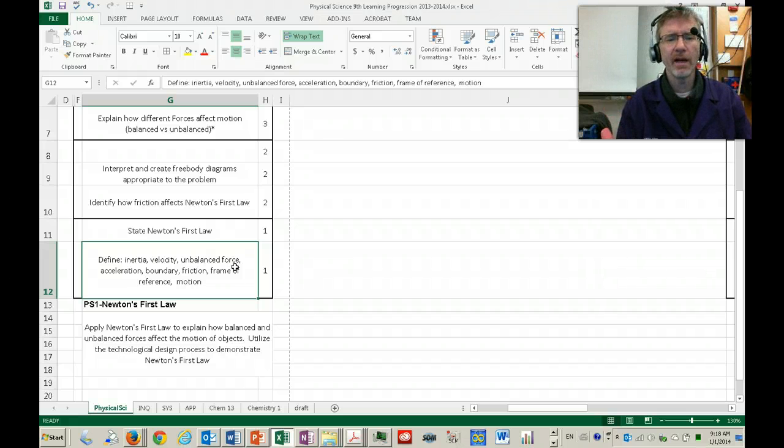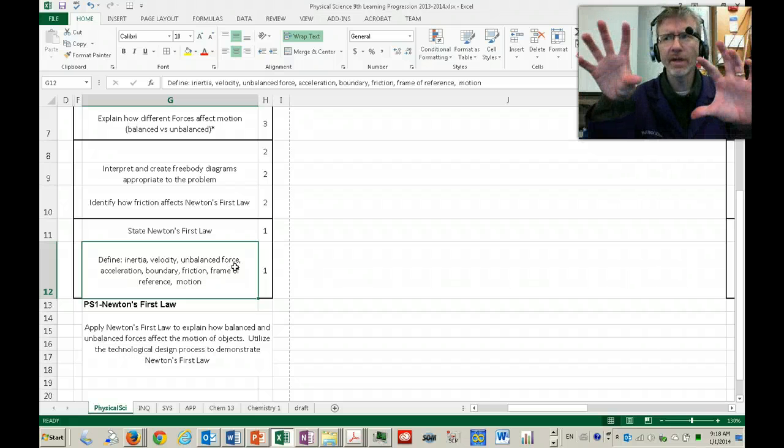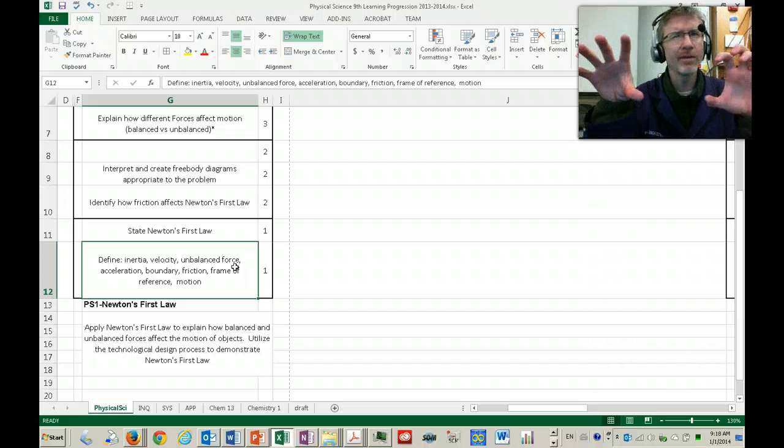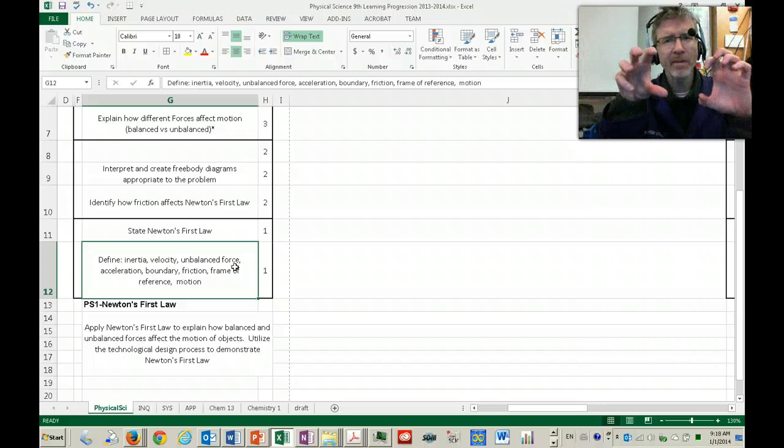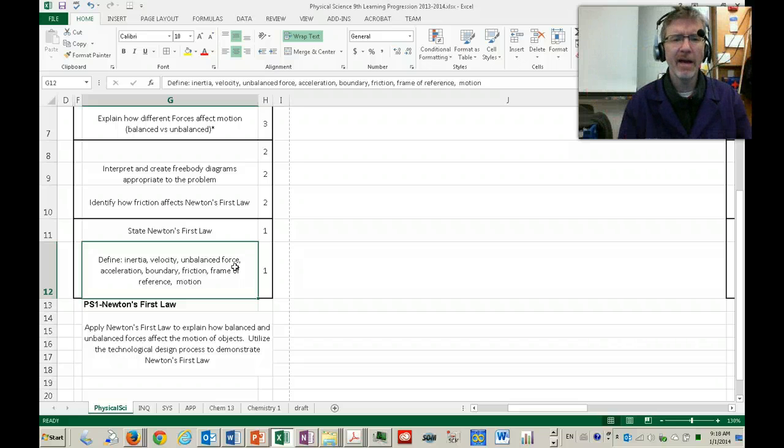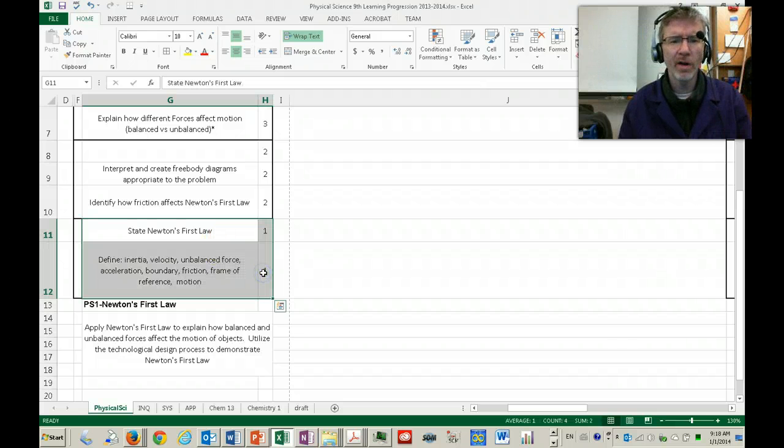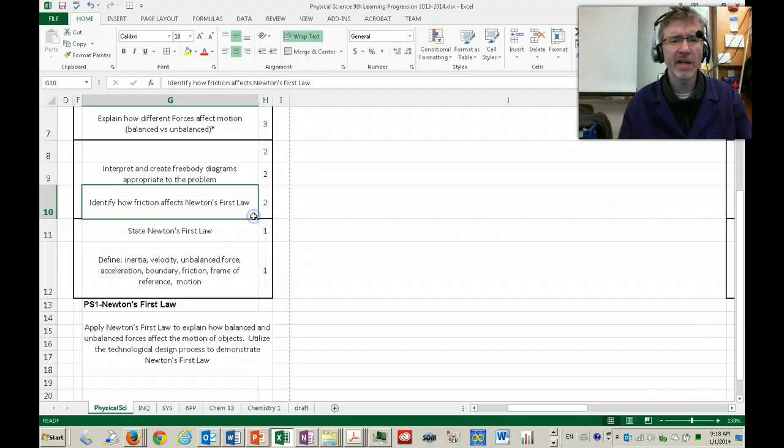Boundary forces. Friction: friction acts opposite to motion, tends to slow you down. Frame of reference is how you look at motion; it depends on how you're going to measure it, and how you look will affect how you measure it. So if I'm in a car versus outside the car, I see things differently. And then motion overall. So you need to define those. You need to state the first law. That's all for 1.0 level proficiency in this standard.